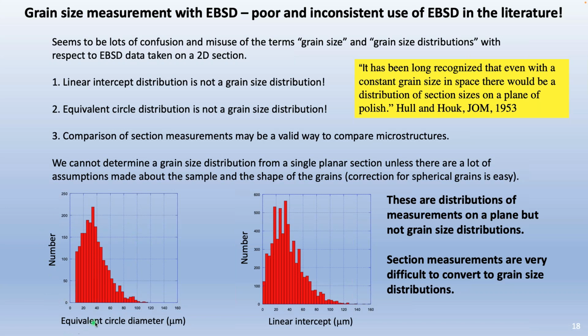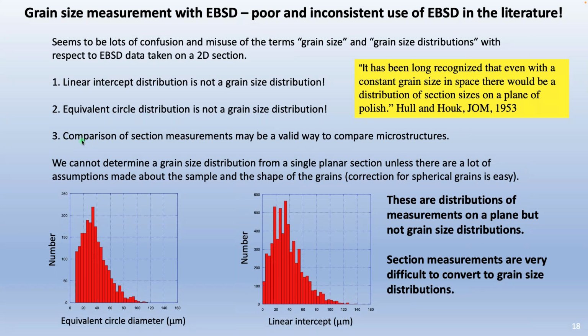Here's a histogram of equivalent circle diameters taken from an EBSD map. Here's a histogram of linear intercept lengths taken from an EBSD 2D scan. Again, these are measurements on a section. They are not distributions of grain size. So a linear intercept distribution is not a grain size distribution. An equivalent circle distribution is not a grain size distribution either.